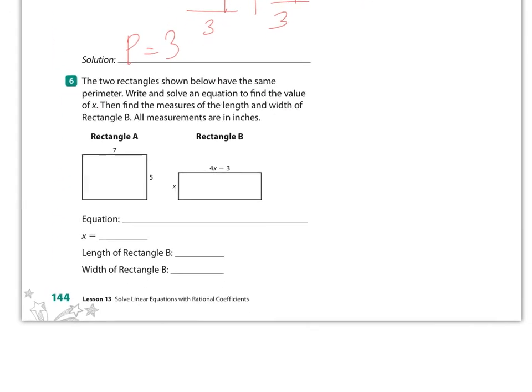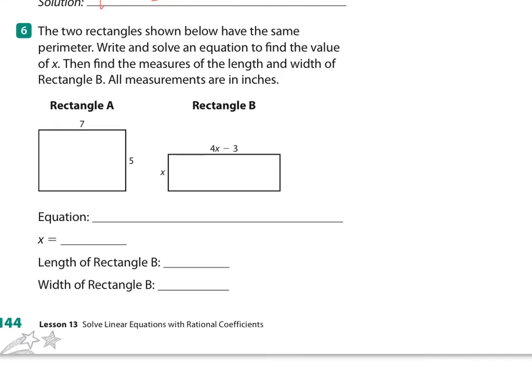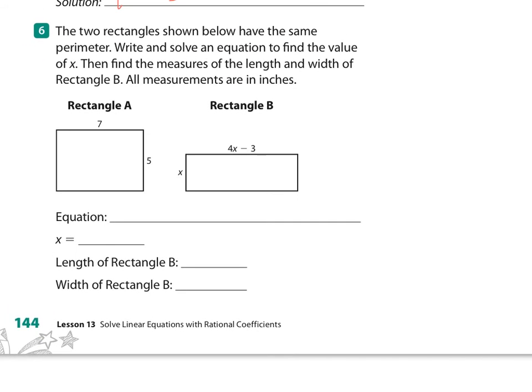Here we go. Save the best for last. All right, here's what we got, guys. Perimeter. It says two rectangles shown below have the same perimeter. Write and solve an equation to find the value of x, then find the measures of the length and width of rectangle B. All measurements are in inches.